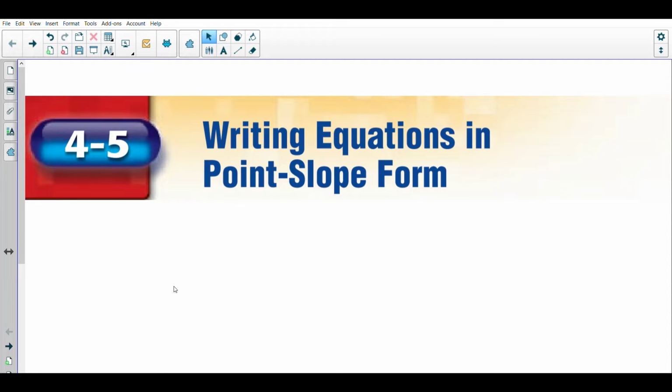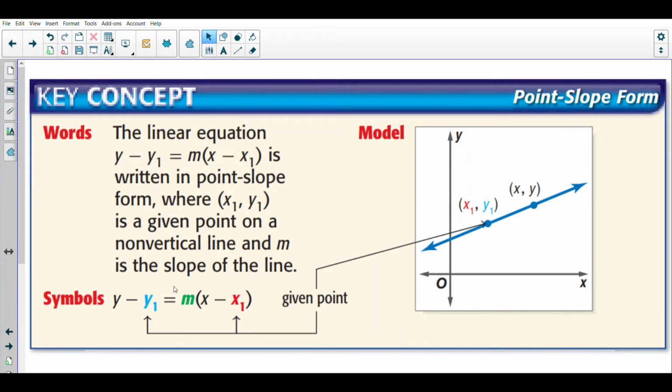In today's lesson, we're going to look at section 4-5, writing equations in point-slope form. So up to this point, we have standard form, which is ax plus by equals c. We have slope-intercept form, which is y equals mx plus b. Now we have point-slope form. And point-slope form is fairly simple.